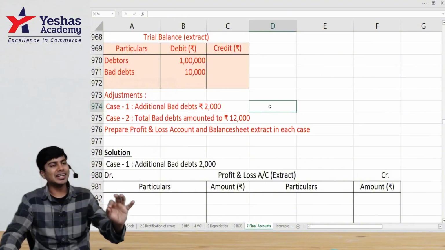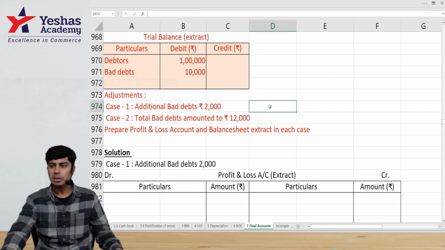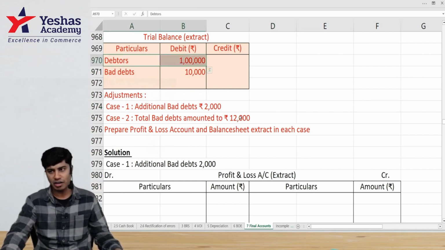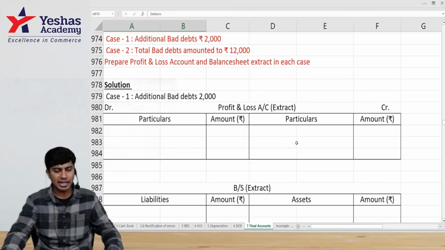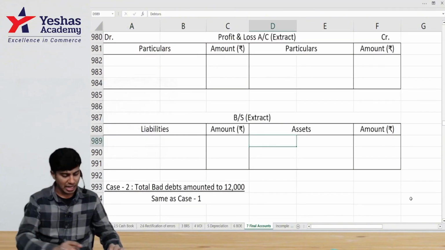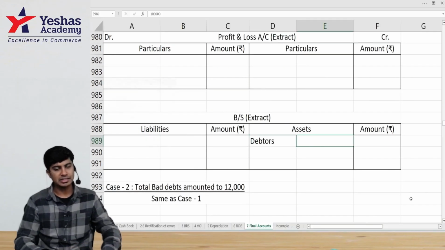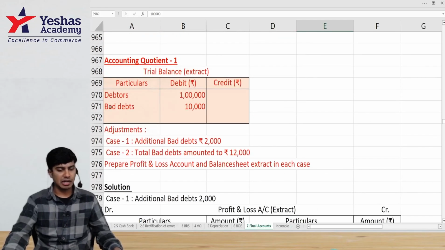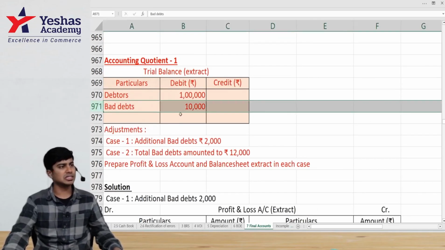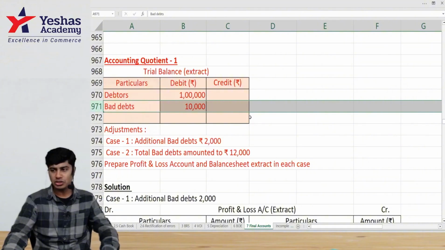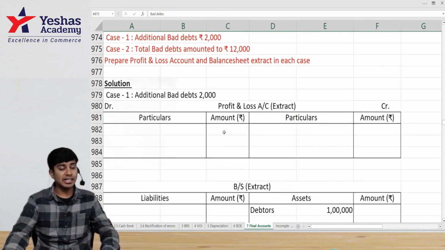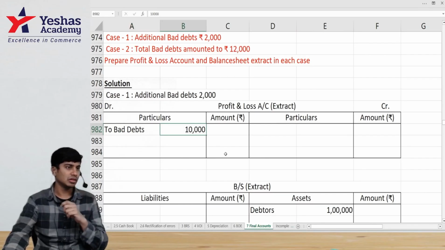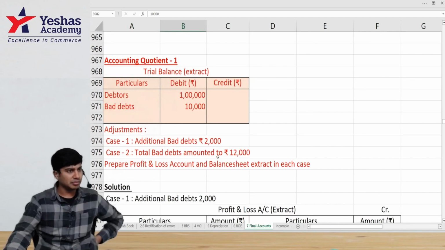First, post the items in the trial balance into our balance sheet extract and P&L extract. The first item is debtors of 1 lakh. That's an asset. I would write in my balance sheet on the asset side, debtors is 1 lakh. The next item in my trial balance is bad debts of rupees 10,000. Bad debts of 10,000 being an expense, I would write it in my profit and loss account on the debit side as bad debts 10,000. So the trial balance is correctly posted.